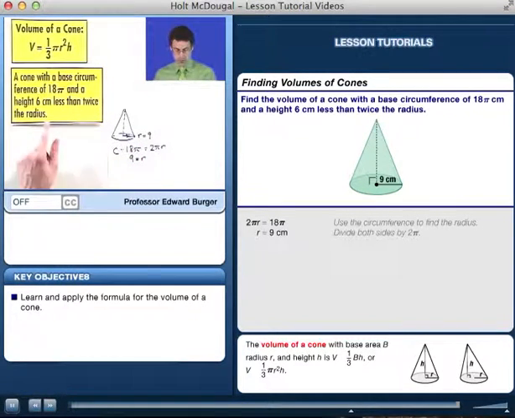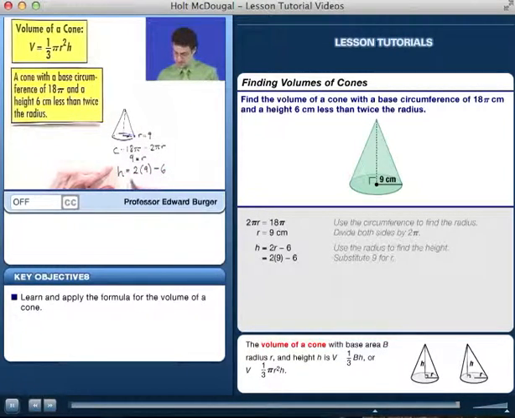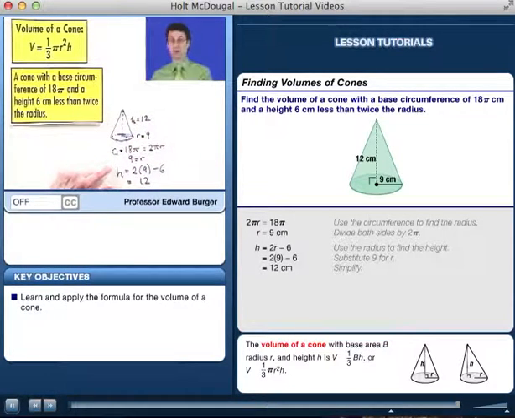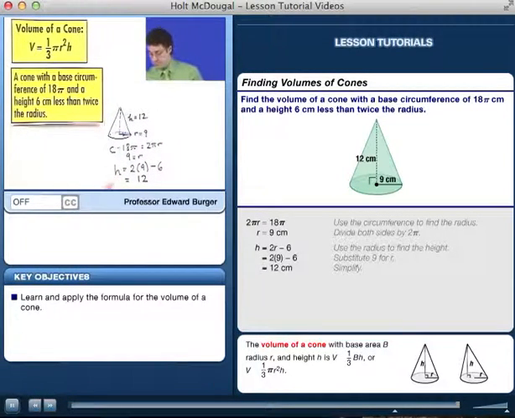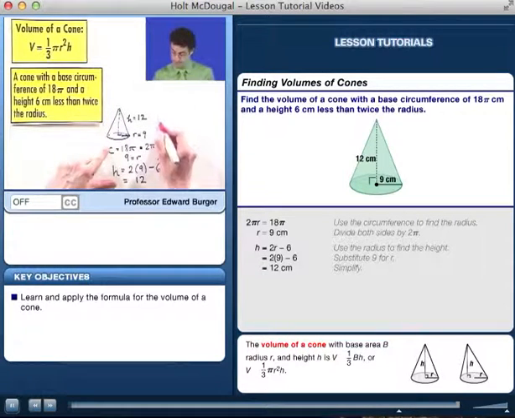And what's the height? Well, the height, I'm told, is 6 centimeters less than twice the radius. So I take twice the radius, and then I subtract 6. And so what do I get? Well, here I see 18, and 18 minus 6 is 12. Okay, so that was a very fancy way of saying the height is 12. Now I've got all the information that I need.